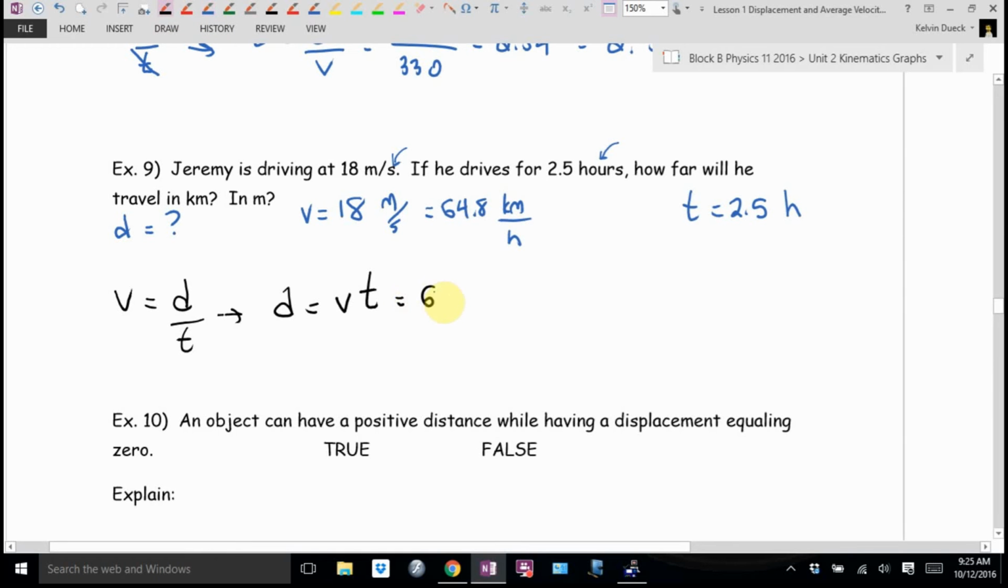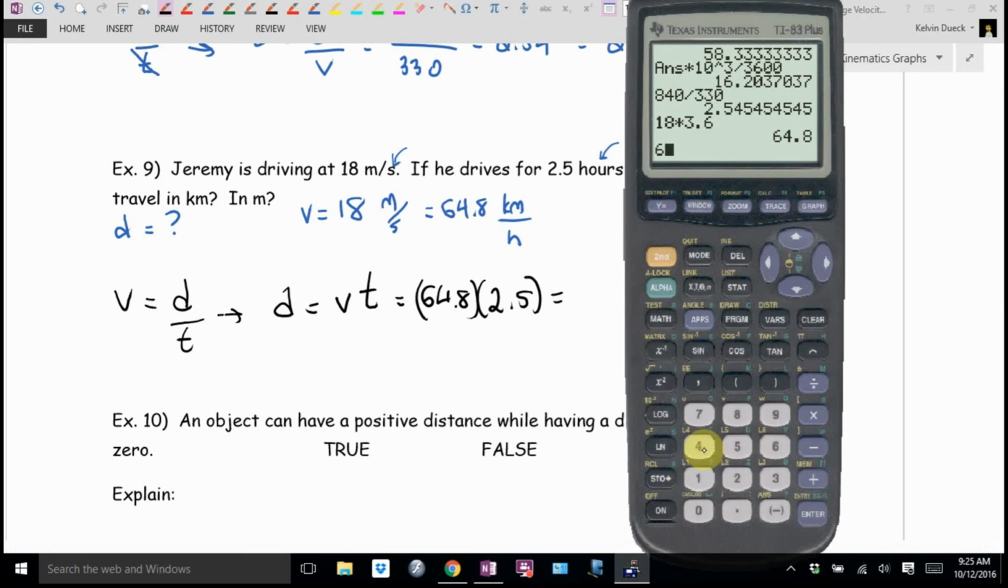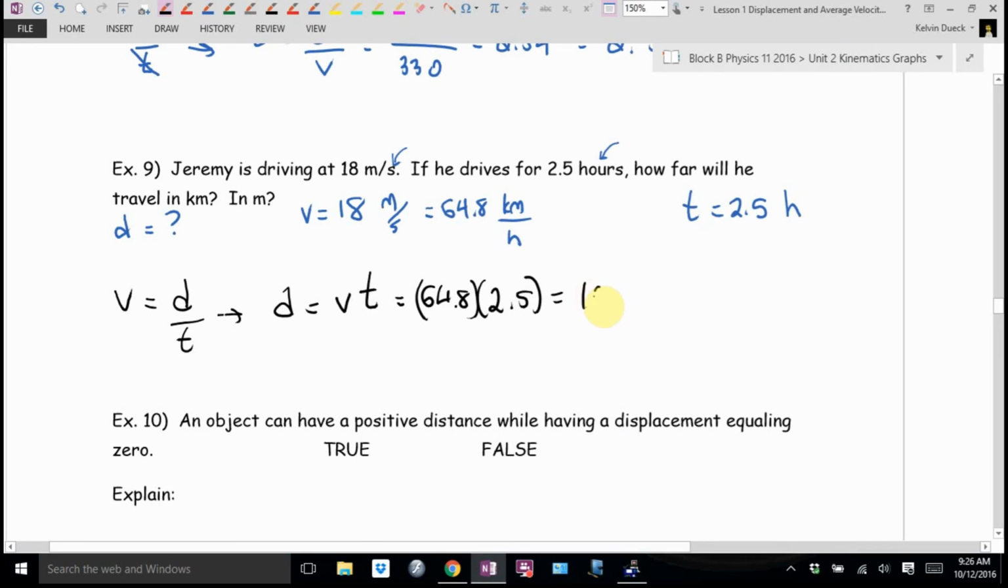So, 64.8, 2.5, 64.8 times 2.5, 162. 162 what? Kilometers per hour? Just plain old kilometers. I will be fussy on units.